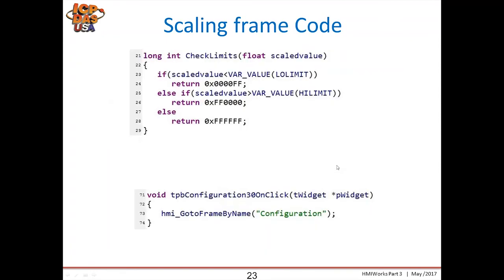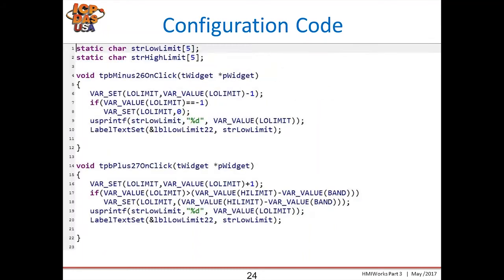For the programming, the scaling screen only need to change the CheckLimits function to use the text instead of value 10 and 90. And we need to add the code in order to change the configuration screen. For the configuration screen, we need to create 2 strings to show the values in the labels.